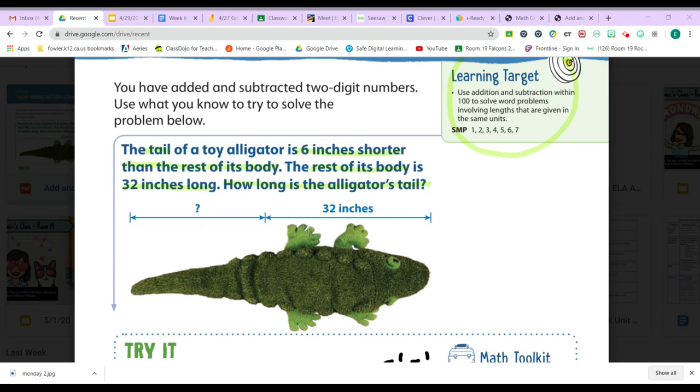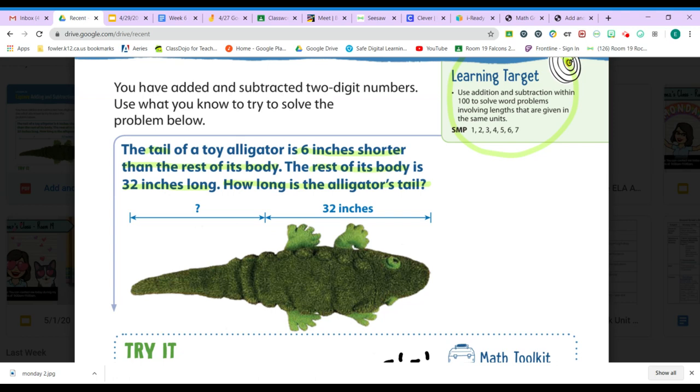Well, let's look for important information. I have first annotated tail because we're looking at the tail and it's 6 inches shorter than the rest of its body. So if we look at the tail from here to here, where you see that question mark, that's 6 inches shorter. And when I think of shorter, I think of less. Okay, the rest of the body is 32 inches long. Well, if you look right over here, it says 32 inches. So I'm thinking this kind of reminds me of part whole almost. Hmm. Okay, my brain is working.